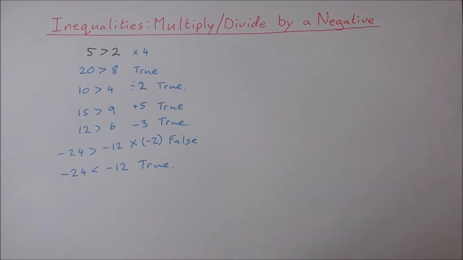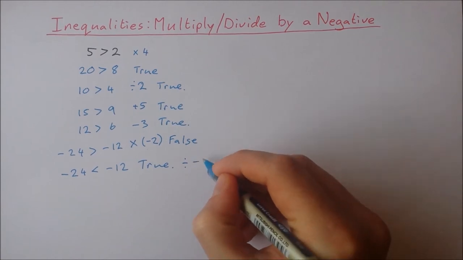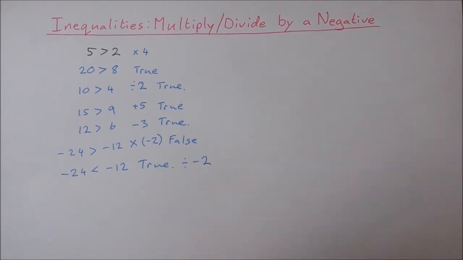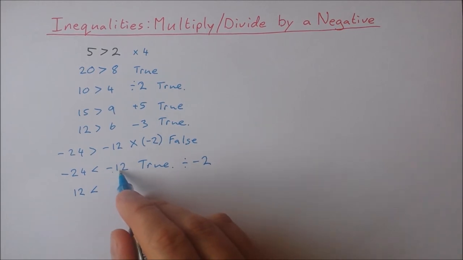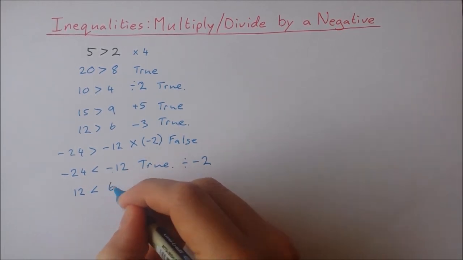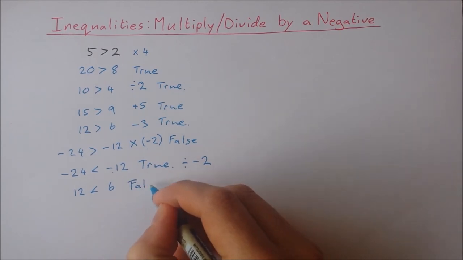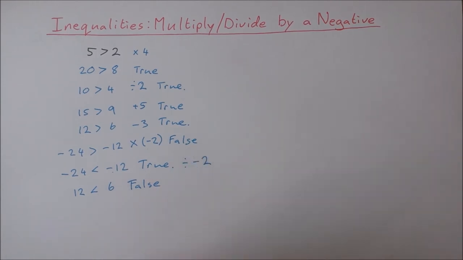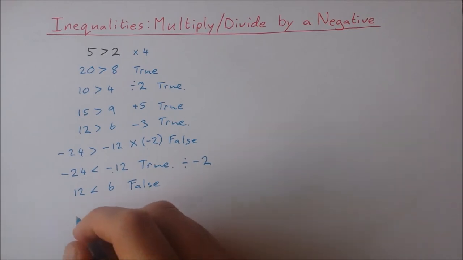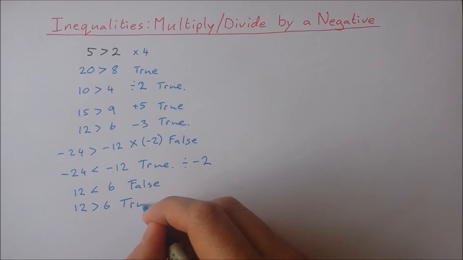Next, I'm going to divide by a negative number. So I'm going to divide by minus 2. If I divide by minus 2, minus 24 divided by minus 2 is 12. Less than minus 12 divided by minus 2 is 6. 12 less than 6 is false. Again, when I've divided by a negative number, I need to change the direction of the inequality sign. So I get 12 is greater than 6, which is true.